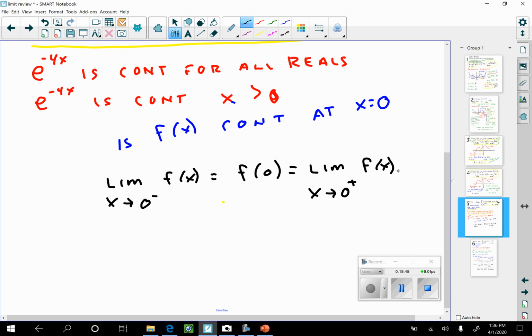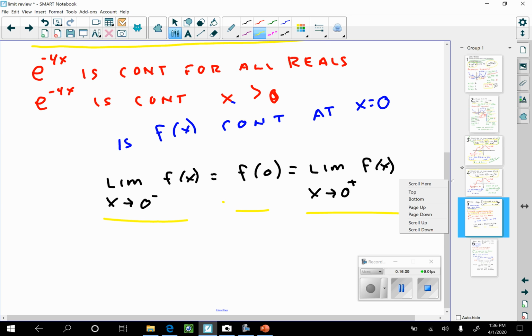So what we're going to do is look at all these pieces. There are 3 pieces there. We're going to look at this piece, and this piece, and this piece, and see if they all equal. If that equation holds, then the function is continuous at x equals 0, and then the function would be continuous for all real numbers. So let's look at this.